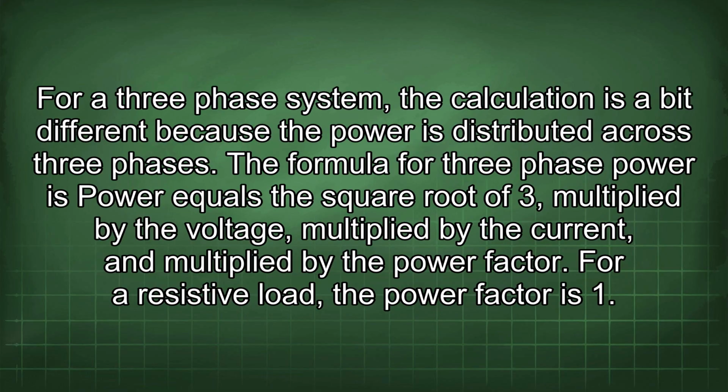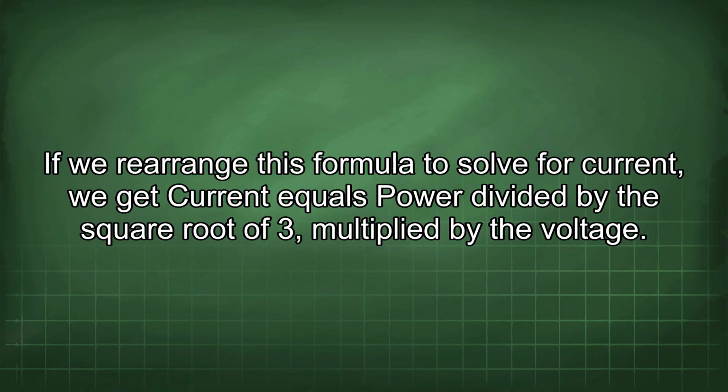For a three-phase system, the calculation is a bit different because the power is distributed across three phases. The formula for three-phase power is power equals the square root of 3 multiplied by the voltage, multiplied by the current, and multiplied by the power factor. For a resistive load, the power factor is 1. If we rearrange this formula to solve for current, we get current equals power divided by the square root of 3 multiplied by the voltage.